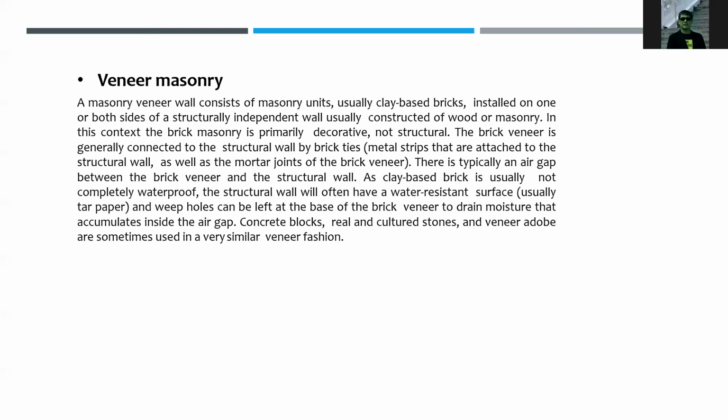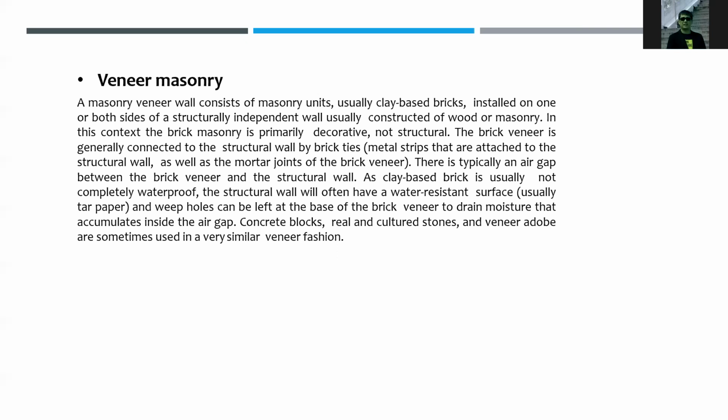The brick veneer is generally connected to the structural wall by brick ties, metal strips that are attached to the structural wall, as well as the mortar joints of the brick veneer. There is typically an air gap between the brick veneer and the structural wall.